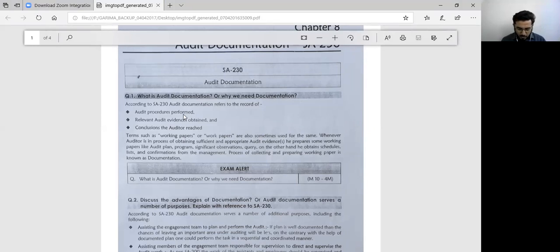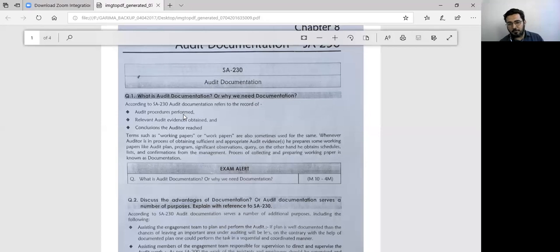Second, it is a record of what relevant audit evidences you have obtained. So whatever relevant audit evidences you have obtained, that you will have to present over here in audit documentation. And third, what conclusions has the auditor reached? So if the auditor says that this is a qualified opinion, is my audit opinion, then you can always check what is the base on which he has conducted this opinion. The base will of course be audit evidence, which will be mentioned in the audit documentation. So you can always check that with the help of proper and adequate audit documentation.